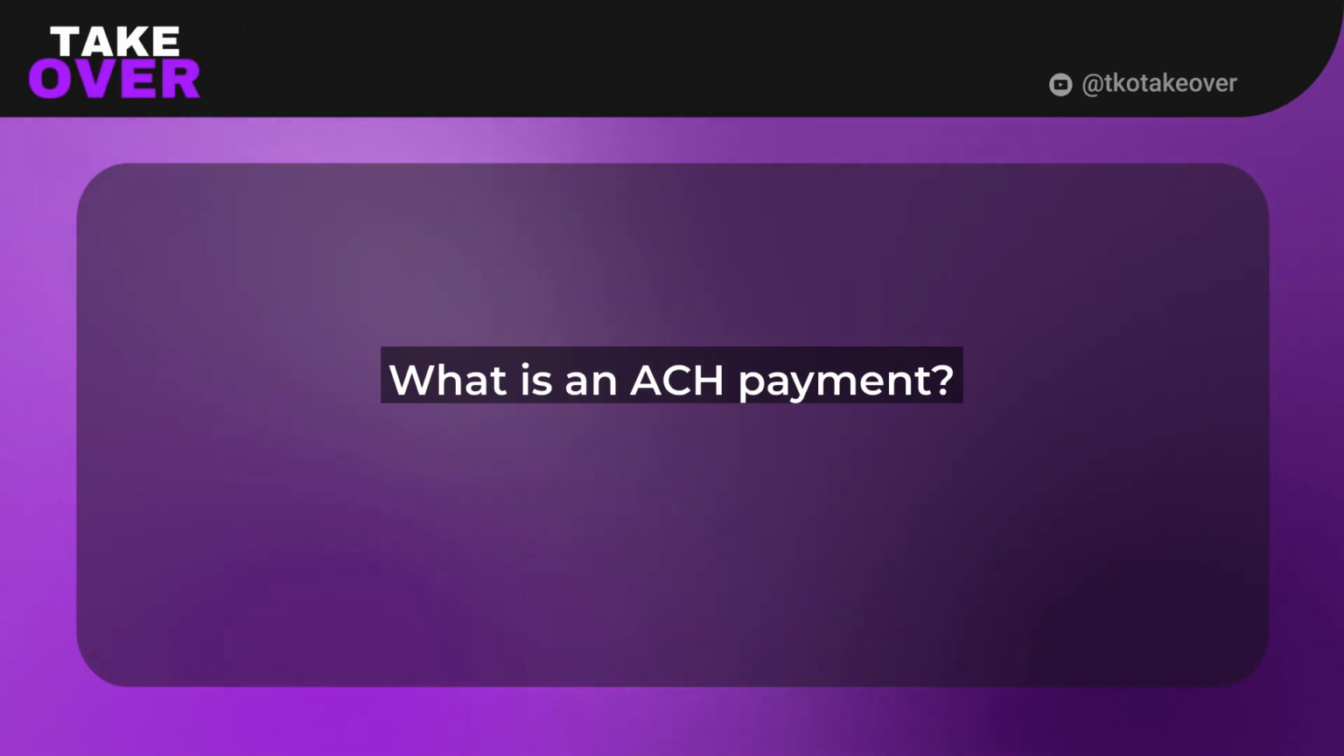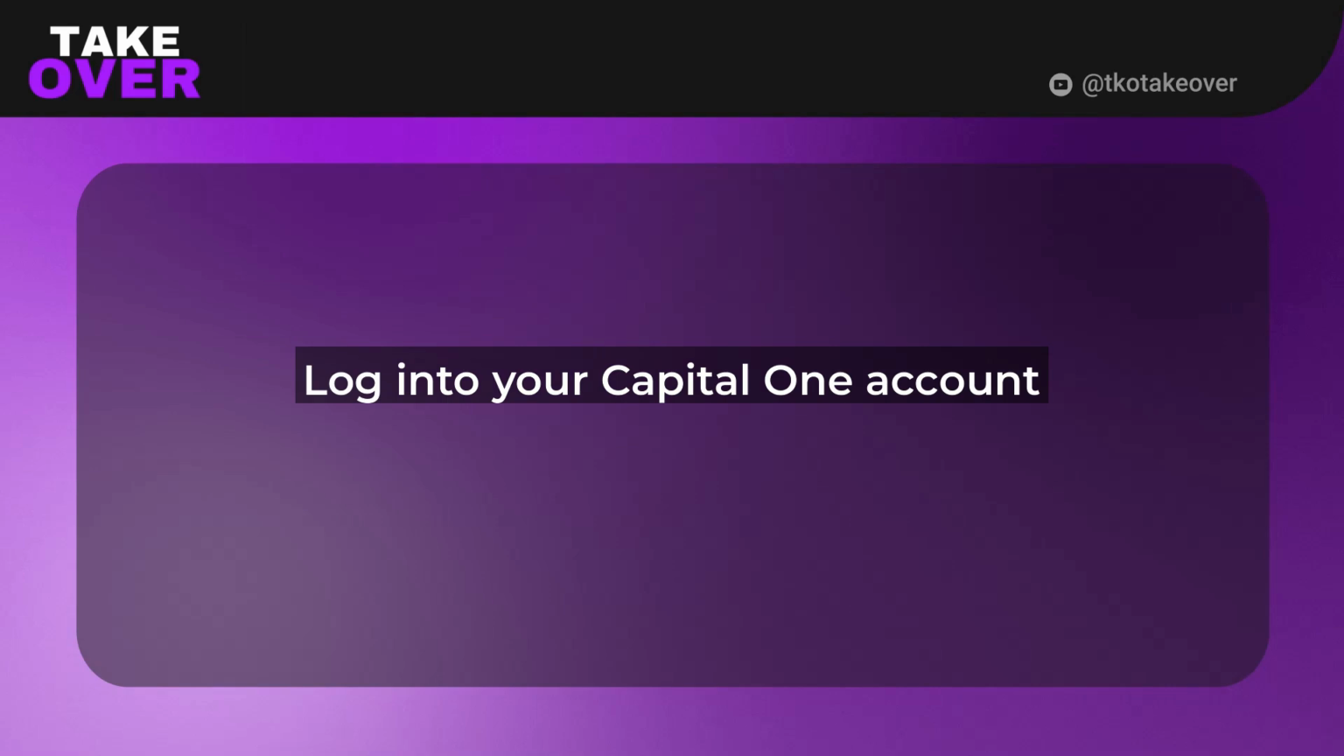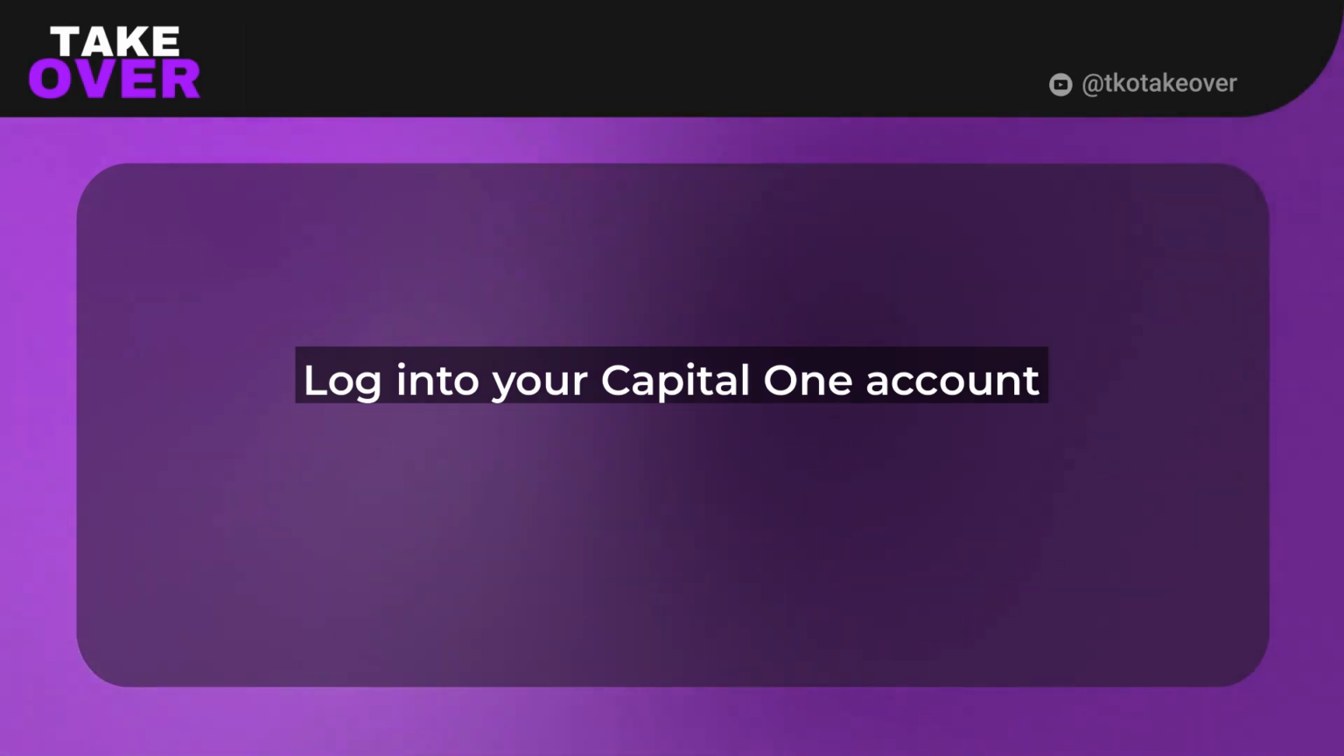If you're new here, ACH payments are electronic transfers that move money directly between bank accounts in the US. Think of them as a secure, cost-effective way to pay bills, send money to family, or handle business transactions. With updates in banking tech by 2025, Capital One has made this process even smoother. But don't worry, I'll walk you through it step by step.